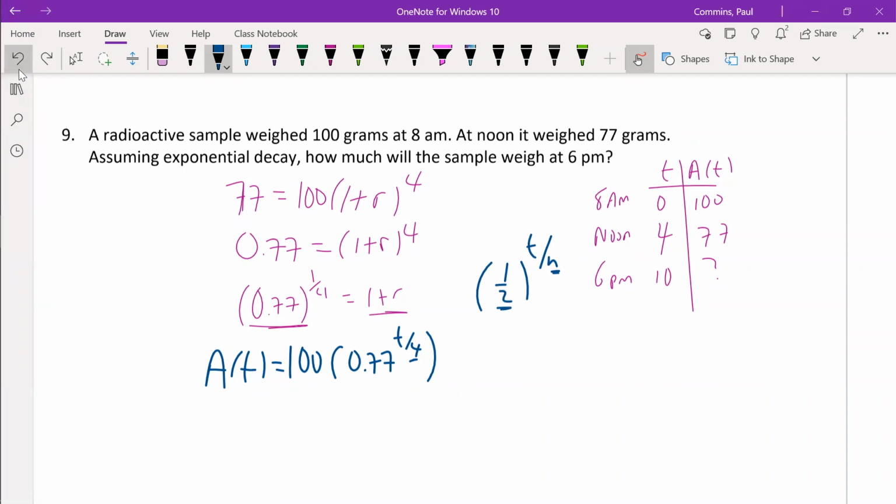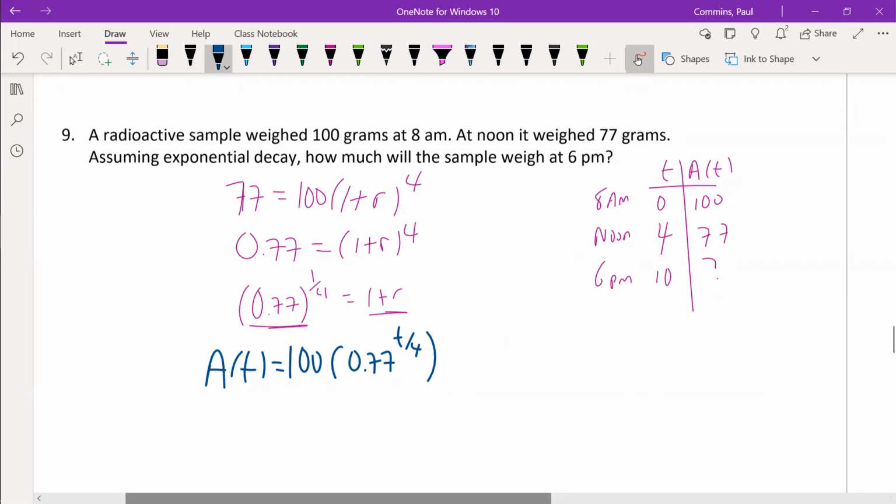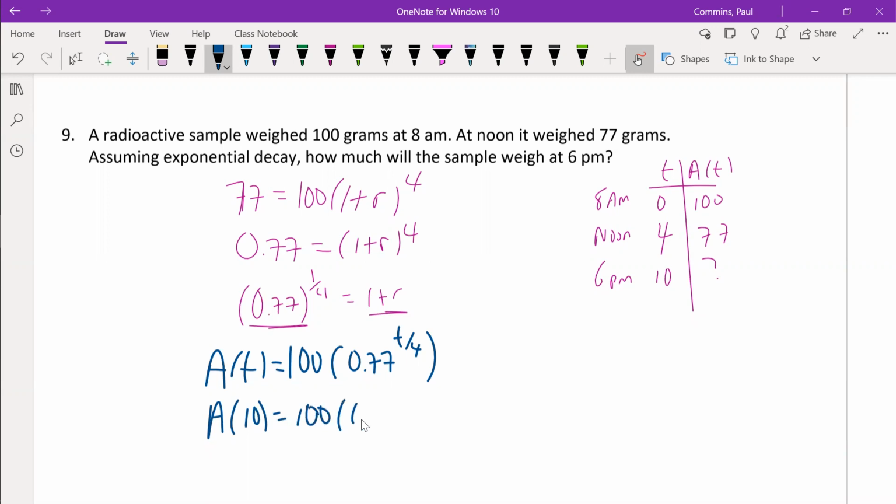All right, so get rid of all that. All right. So now we're looking for A of 10, right? So we just plug that in. A of 10 equals 100 times 0.77 to the 10 over 4, which is 2.5, so it's 5 halves, or 2.5. So we're hitting 100 with the 0.77 stick 2.5 times. So I'll change this to 5 halves. 5 halves is 2.5.